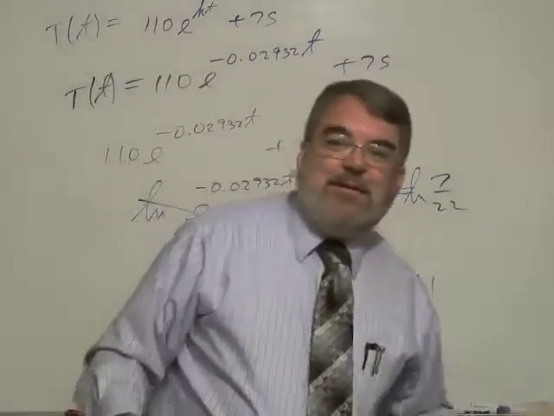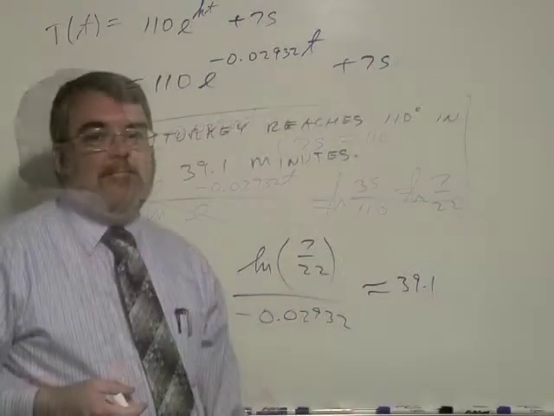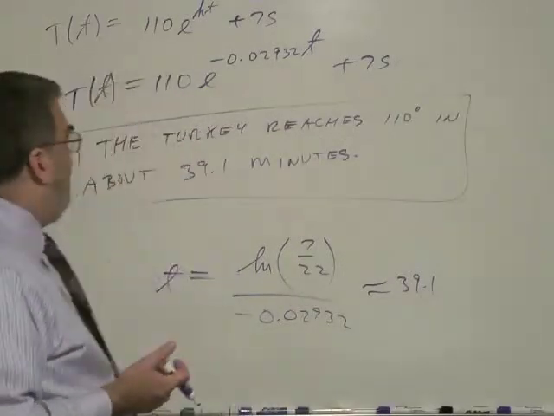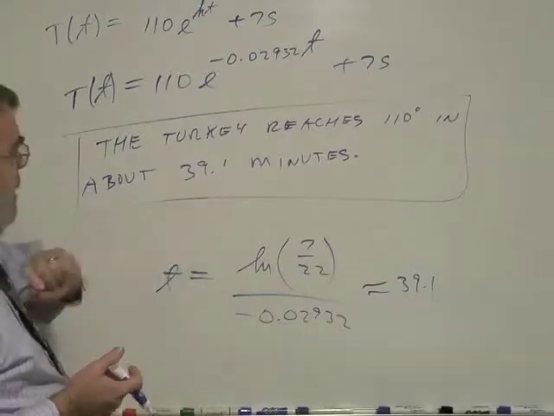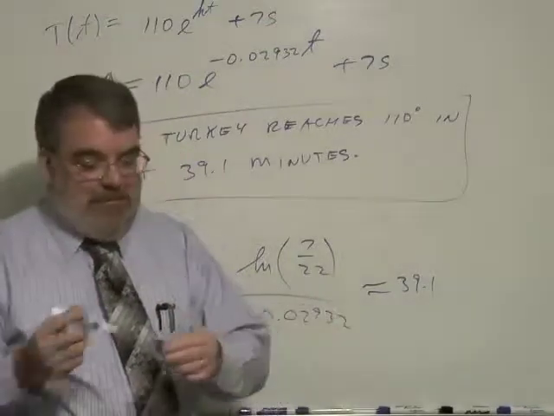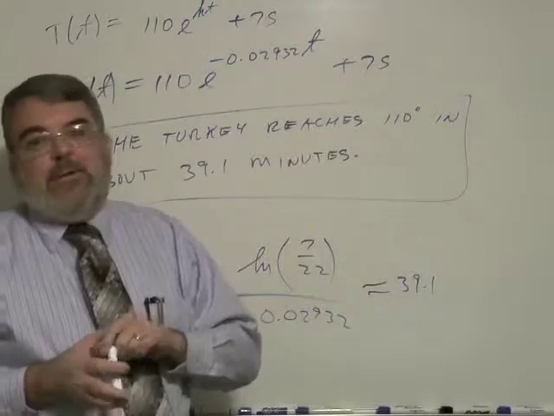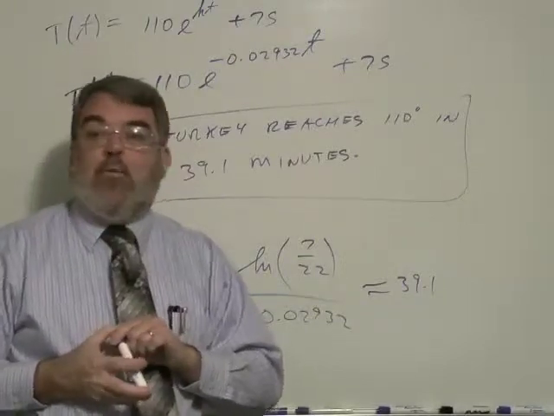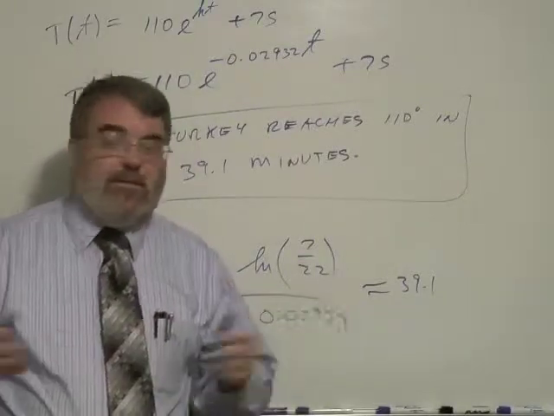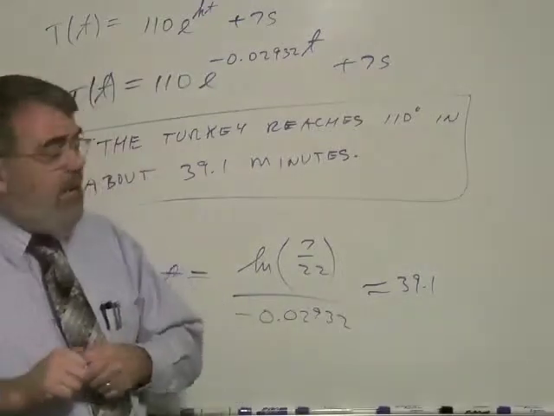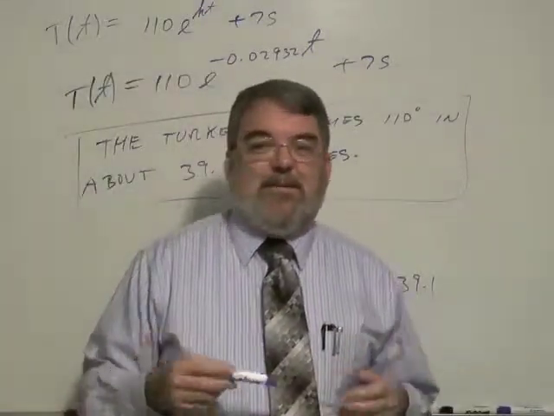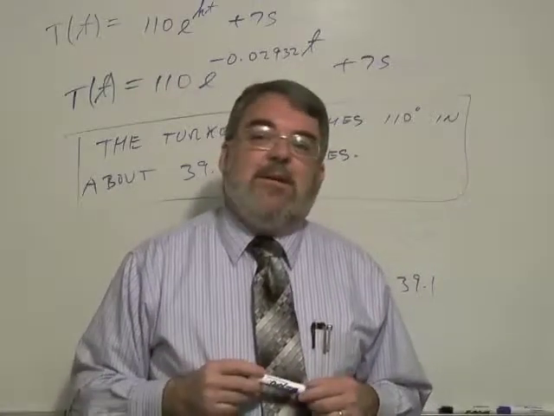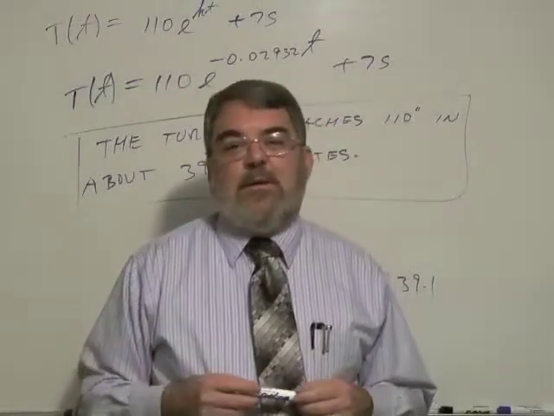Let me erase this and I'll write the answer up. So here we go, final answer. The turkey reaches 110 degrees in about 39.1 minutes. So, all right, we can figure out other things. For example, how warm is it after 20 minutes? I think the mathematics of this is kind of easy compared to some of the things we do in this course. But anyway, it's still, I think, a great problem.